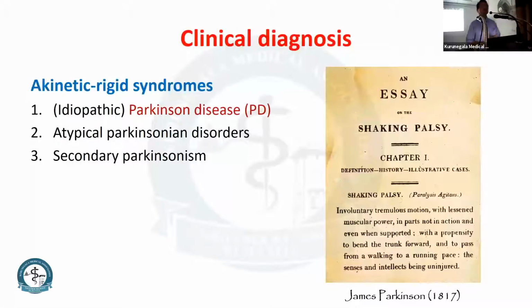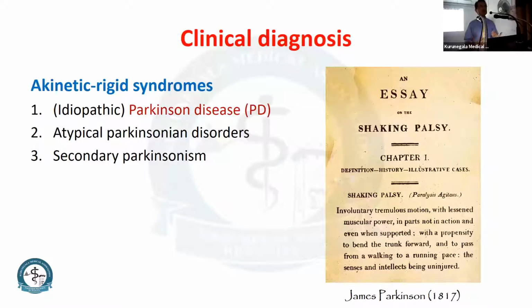So let's go on to the hypokinetic syndromes or the akinetic-rigid syndromes, which I told you are 3. And of the 3, we are going to focus on Parkinson disease. So when I say Parkinson disease, I mean idiopathic Parkinson disease, different from atypical Parkinsonian syndromes and different from secondary Parkinson's. Now, a little bit of history.